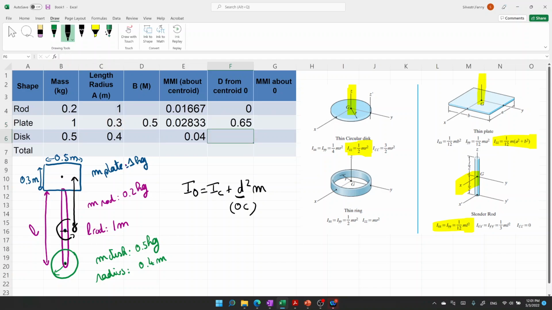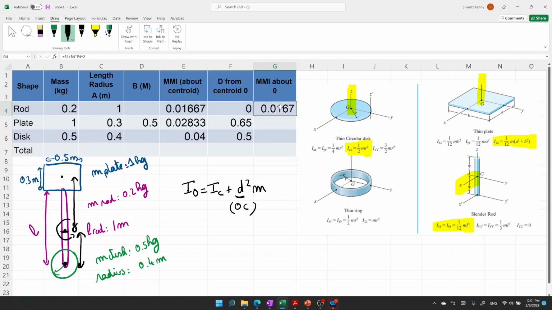And for the disk, you see it's a little bit different. That's just the L divided by 2, because the disk is centered on the rod. It's like on the top of the rod. So the distance will just be equal to L of the rod divided by 2. Here we go. And now the mass moment of inertia is equal to what? It's equal to the mass moment of inertia of each shape at their centroid plus the mass times the distance that you found, square. Enter.